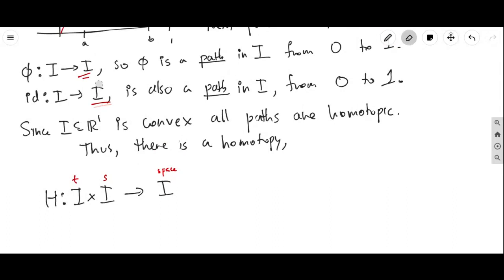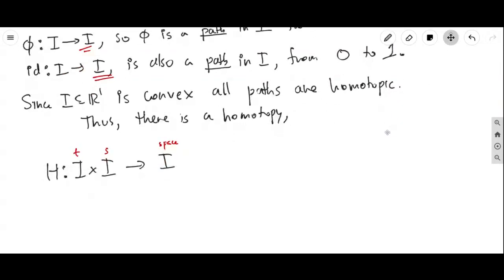Phi and the identity, you're viewing them as paths in this space. So that's why you have 3 different I's, because they have 3 different roles. But in the end, it's the same space, but it's just serving 3 different purposes. So that's why I say that's the clever part of the proof. So, what does it do? H of T,S, what kind of properties does this have?